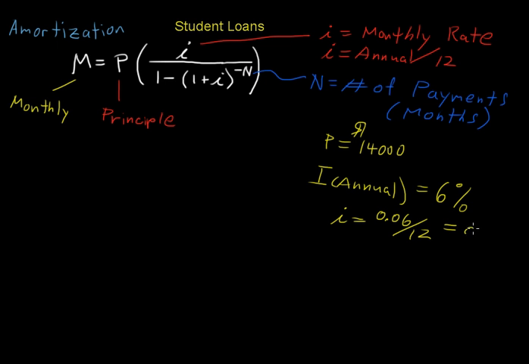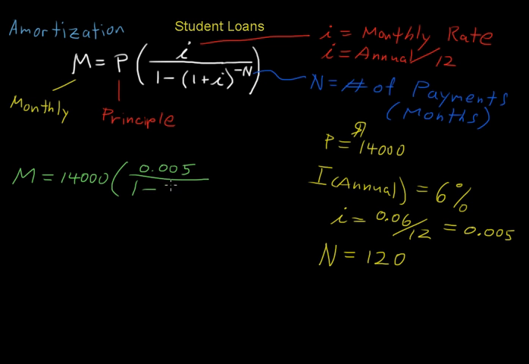And that equals 0.005. So that's our little i. N, we said that's going to be 120 months over 10 years. So 12 times 10, 120 months. So we just plug everything in there. All right, let's do that. M is what we don't know. That's our monthly payment. P is our principal. So that's $14,000 times i, 0.005, all over 1 minus the quantity 1 plus 0.005, raised to the negative exponent, negative 120.